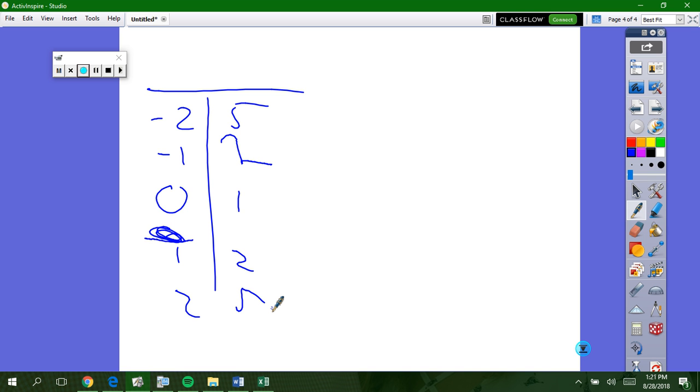Okay, as we can see here, is our constant the same? So it's not the same for our constant. So it's not a constant. You guys all agree with that?